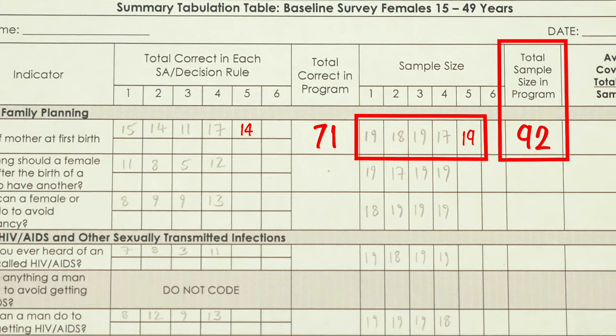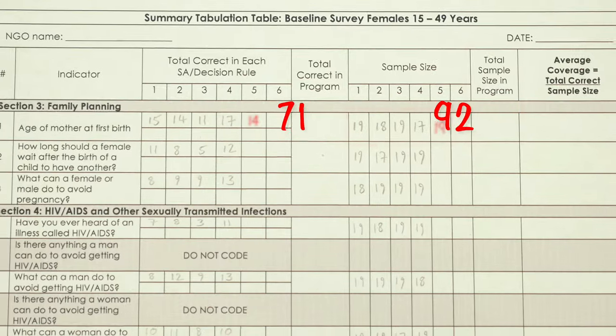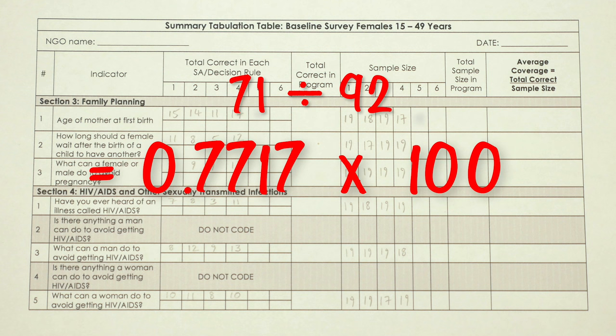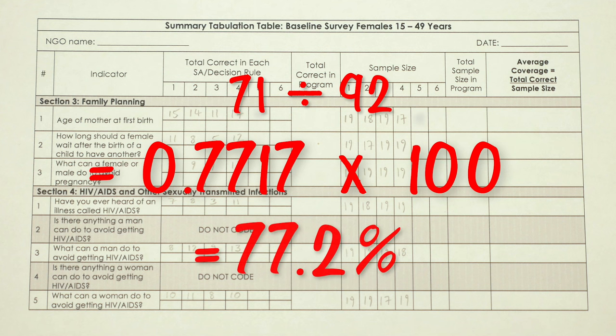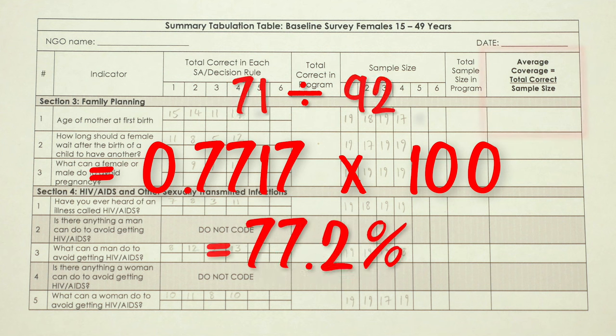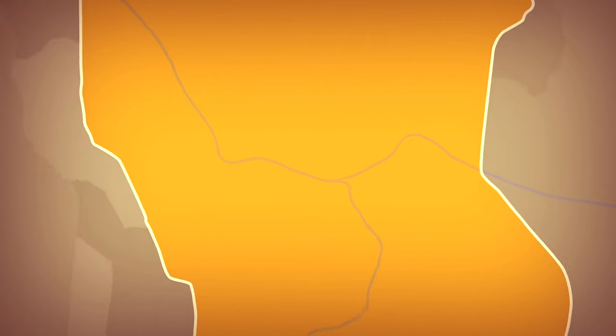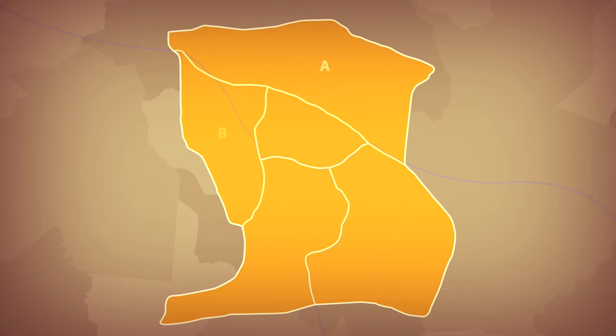Then divide the total correct in program by the total sample size in program and multiply by 100 to find the average coverage as a percentage, and complete that column. Be aware that the average coverage is more accurate when calculated from at least 5 supervision areas. It should not be used if there are fewer than 3 supervision areas.